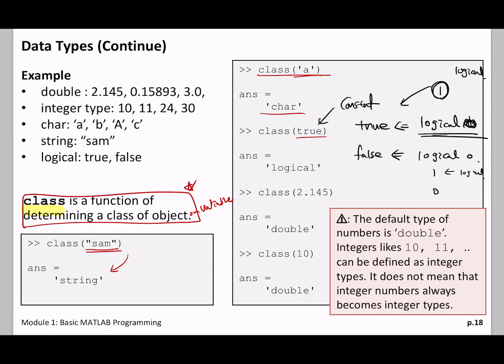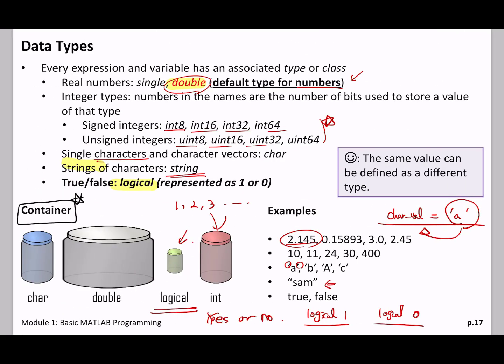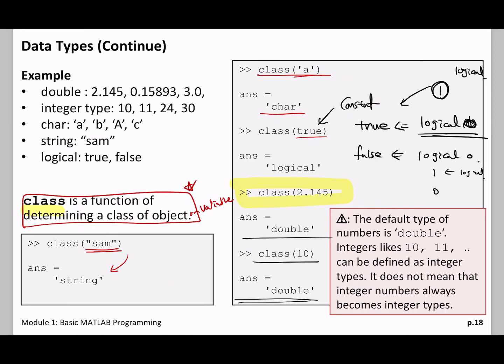Here's the thing. The class of 2.145 is double. That makes sense. What about the class of 10? That is still double. Why? Because the default type for a number is double. Unless you change the type of your numeric value, all the numbers are of double type.